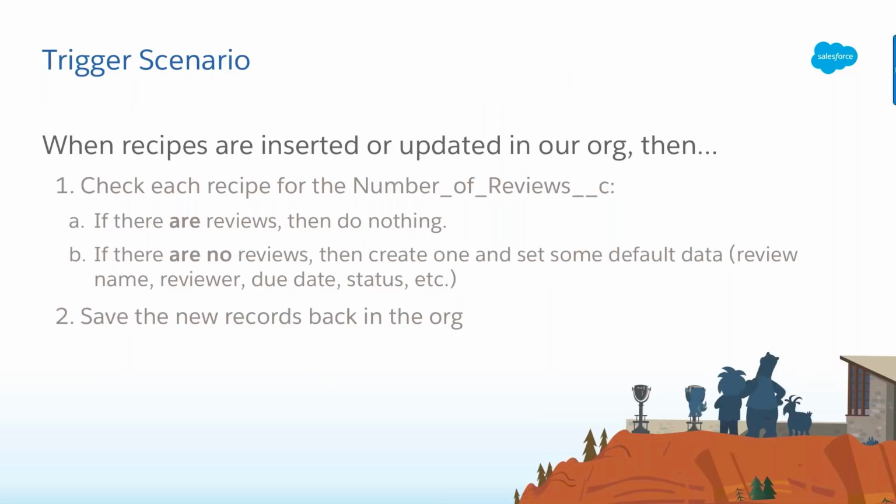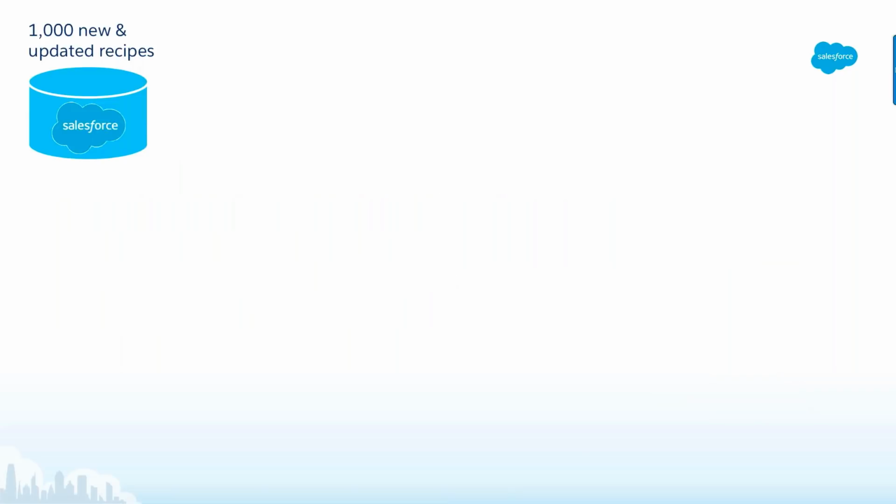Whenever a recipe record is inserted or updated in our org, we want the trigger to check to see if there are any reviews on that recipe. For that, we're going to use a roll-up summary field that counts all the related reviews. And if there are no reviews, then the code will add a review record with some default data, basically a stub, and assign the review to whoever owns the recipe. So that's in words what we're going to do. Again, I'm a visual learner, so I like to present things in graphics. So here we go.